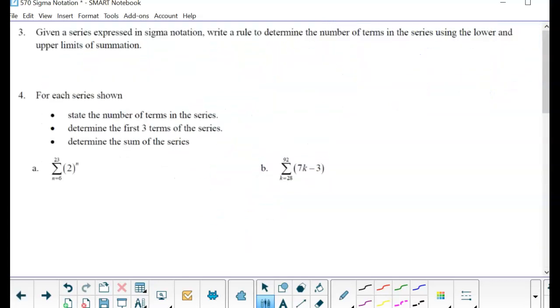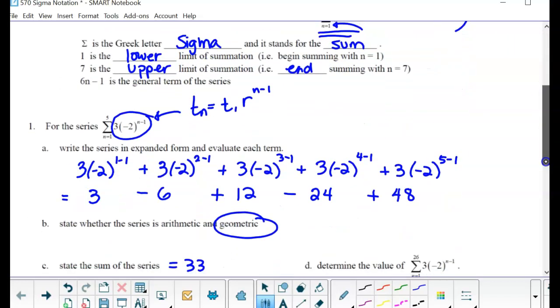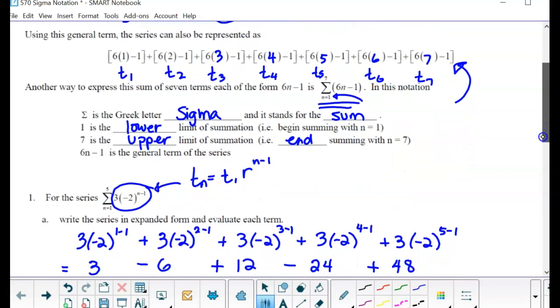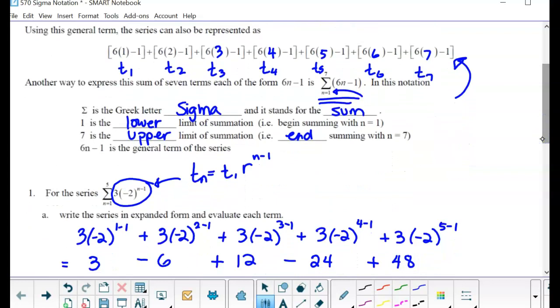Okay. Next one. So given a series expressed in sigma notation, write a rule to determine the number of terms in the series using the lower and upper limits of summation. So let's go back to this one here. When we started at 1 and went to 5, there were 6 terms. Oh, sorry, no, that was the last question. This is question 1. So question 1, we started at n equals 1 and went to 5, and we had 5 terms. So that's awesome, right?